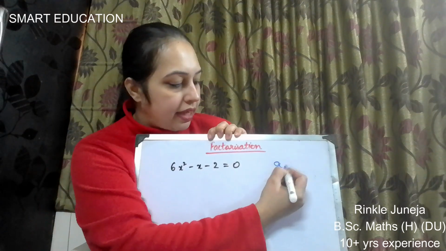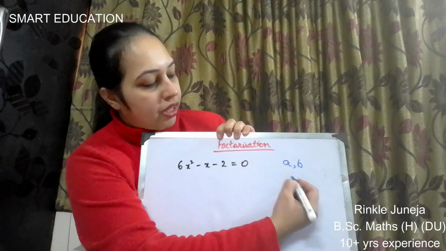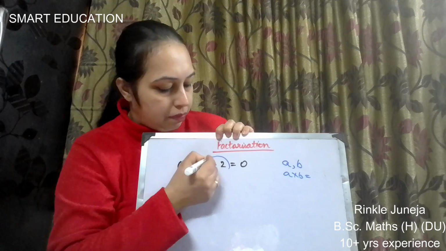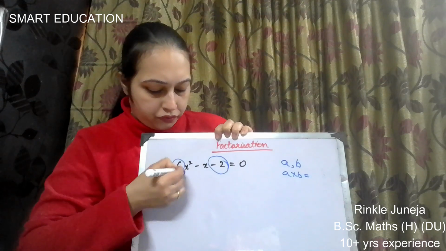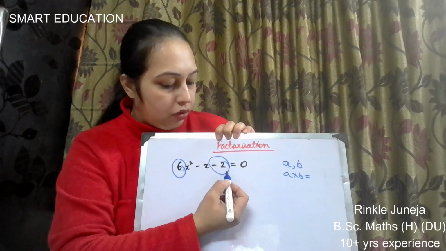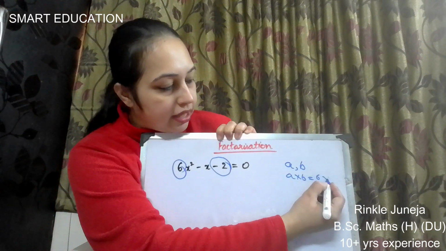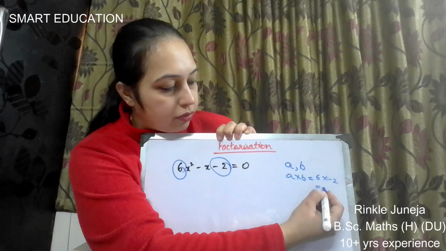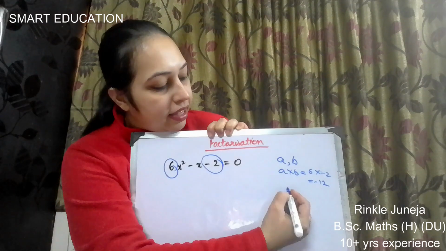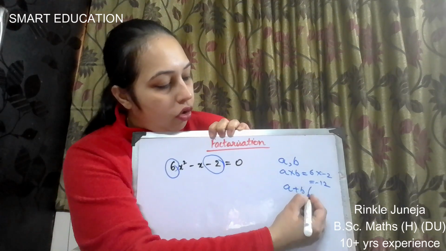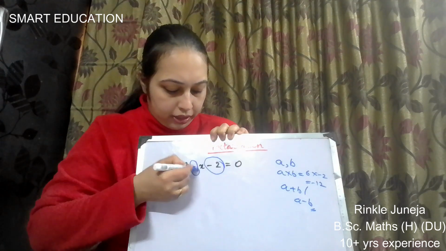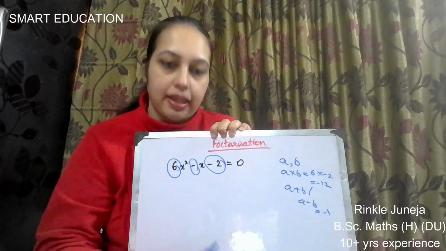We need to find two numbers a and b such that a into b, that means the product of these numbers, should be equal to the product of the first and the third number. That means the coefficient of x² and the constant term. So this should be equal to 6 into -2, which is -12. So the product should be -12, and either we add or subtract them, we should get the answer as the middle term, which is -1 in this case.